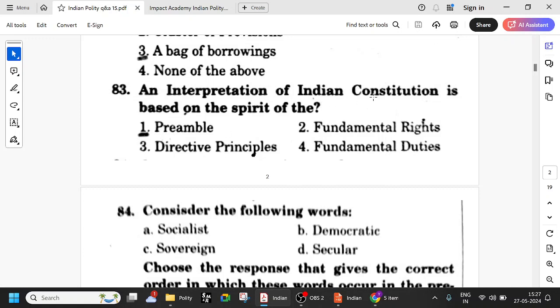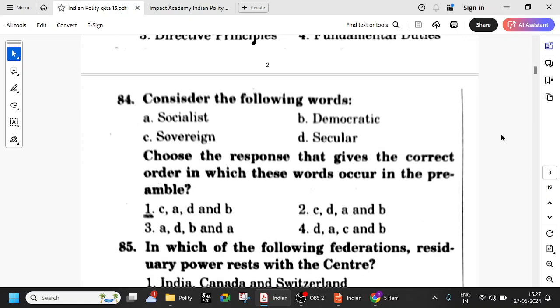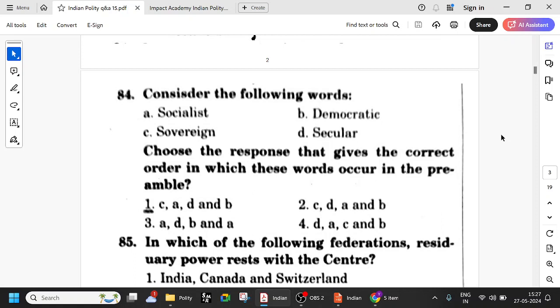The interpretation of the Indian Constitution is based on the spirit of the Preamble. Always remember this: interpretation of the Constitution, face of the Constitution, soul of the Constitution, all those are the Preamble. Consider the following words: socialist, sovereign, democratic, secular. Choose the response that gives the correct order in which these occur in the Preamble.